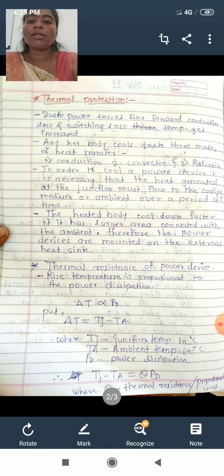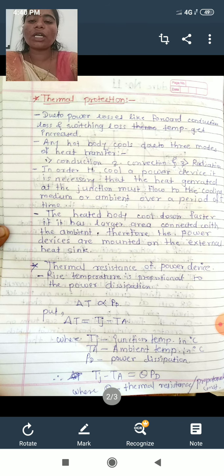Then second is reverse blocking state loss. In reverse blocking state, the reverse voltage is very high but the current is very small, or we can say negligible. Hence this power loss is also negligible. And the third is forward blocking state loss. In forward blocking state loss, the voltage is very high, the current is very small, hence this loss is also negligible.